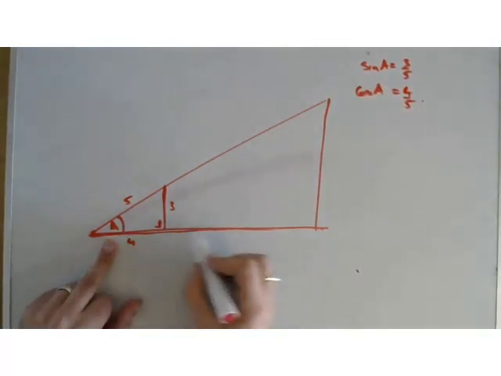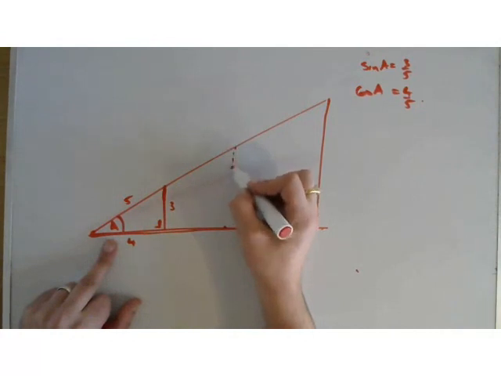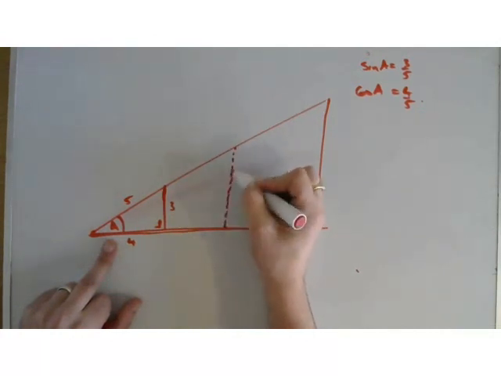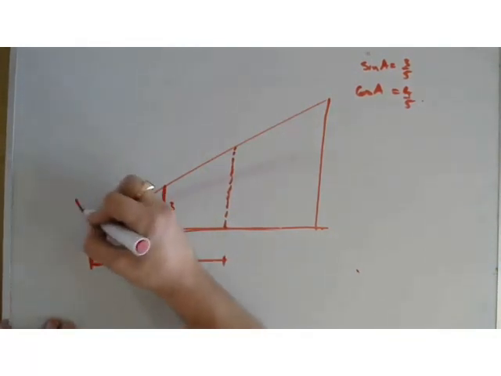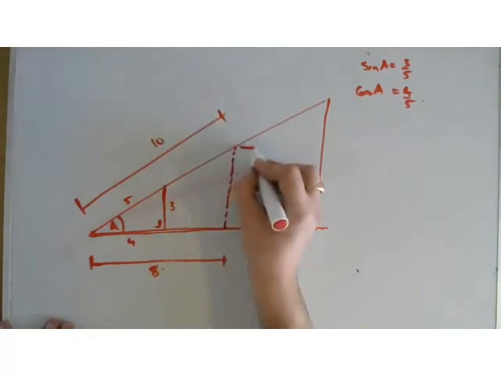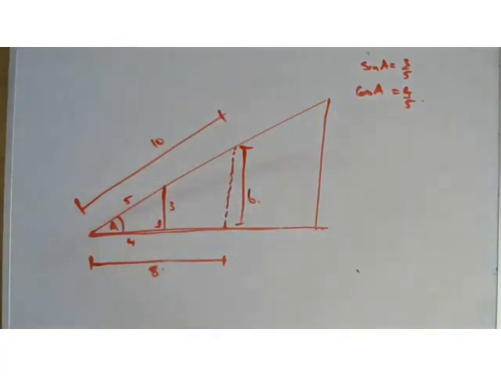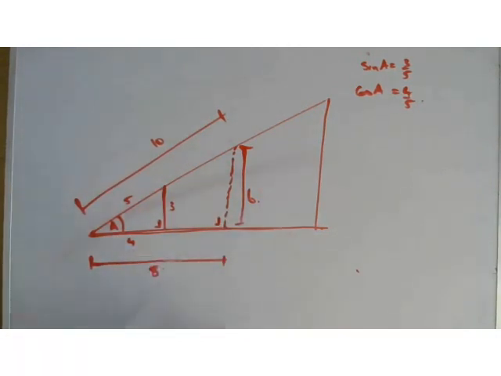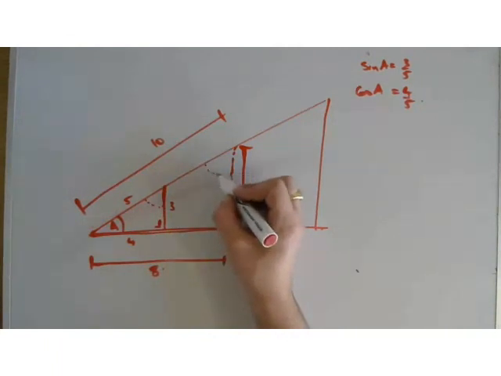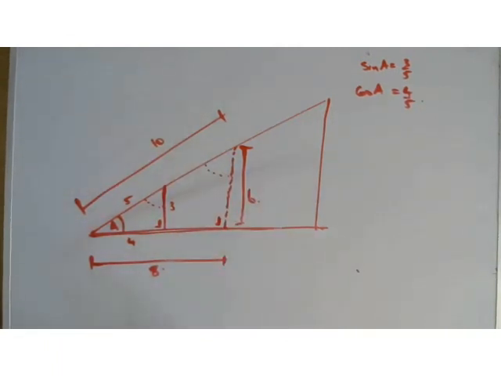Now, if I were to come out another 4 here, then this triangle would be 8, this would be 10, and this would be 6, because again, these triangles are similar. This small triangle is similar to the big triangle, because they both have a right angle, they both have the angle A. This is 90 minus A, and that's 90 minus A. So they're exactly similar, so their side lengths are in proportion.